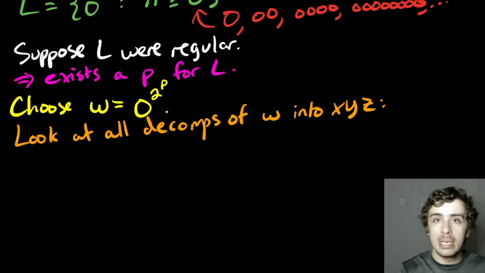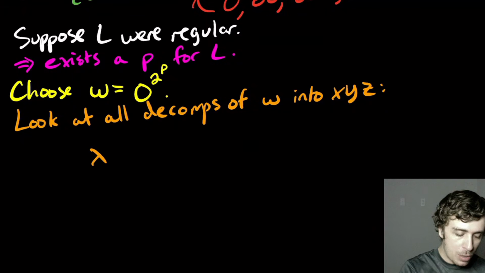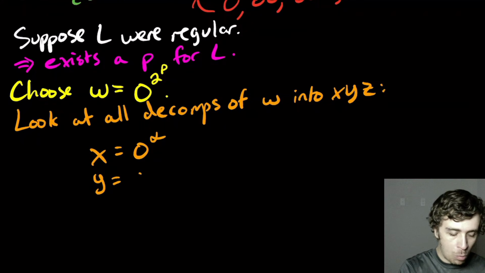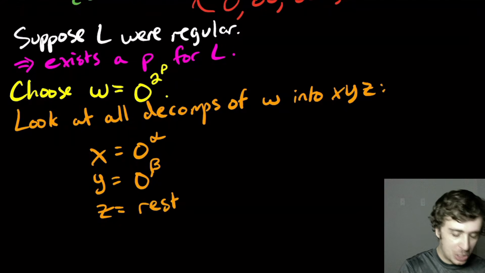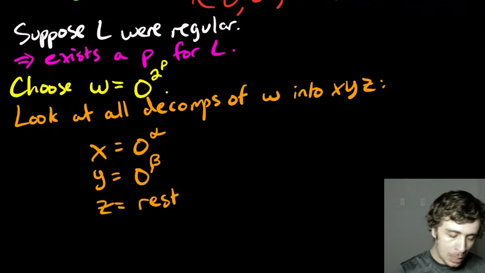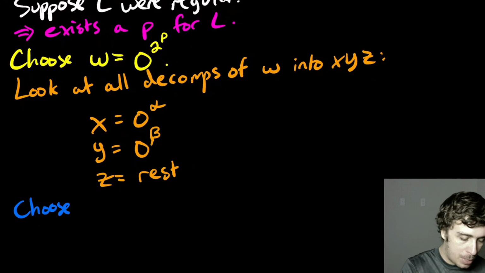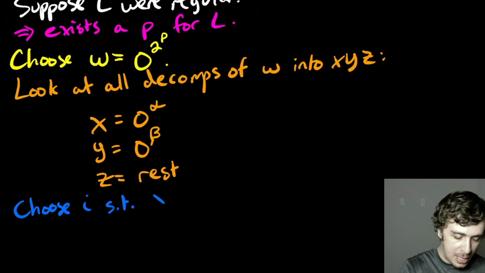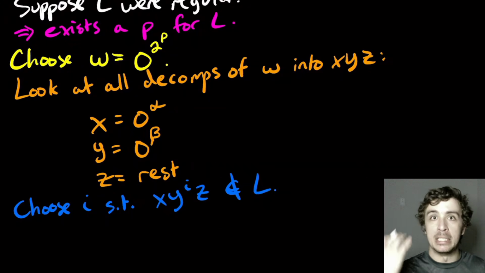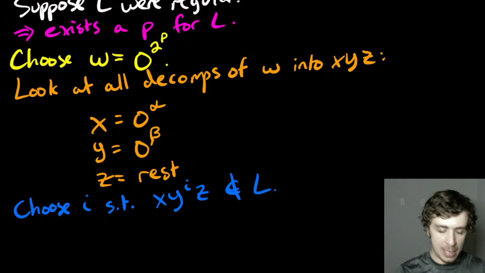So here, since the string is all zeros, we know that X is some number of zeros, let's call it alpha. Y is some number of zeros, let's call it beta. And Z is the rest. I'm just going to be lazy and say rest here. So then now what we need to do is choose a value I, some number I, such that X, Y to the I, Z is not in L, because it would contradict the for all statement that no matter what I you pick, you always stay in the language, but here we want to find one where you get out.